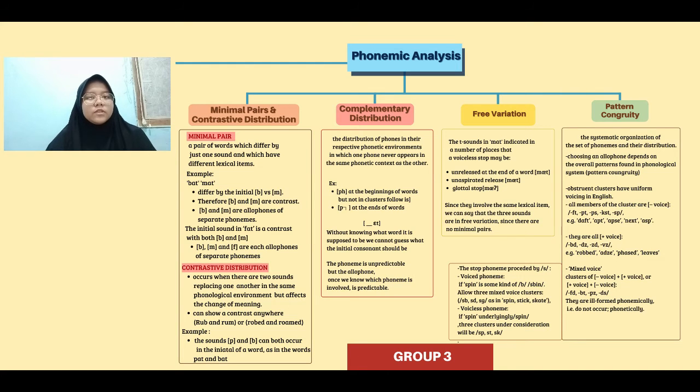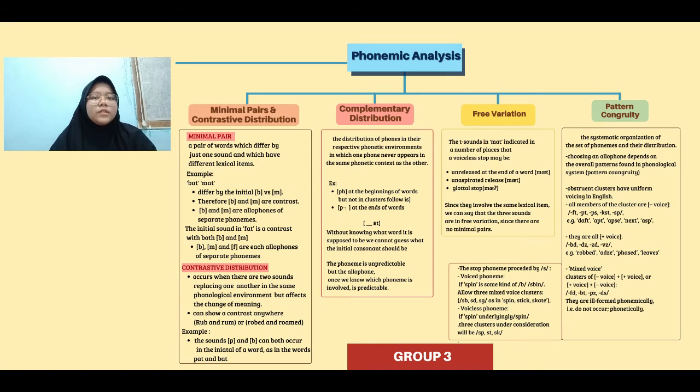I would like to explain about complementary distribution. So, what is complementary distribution? Complementary distribution is the distribution of phones in their respective phonetic environments in which one phone never appears in the same phonetic context as the other.